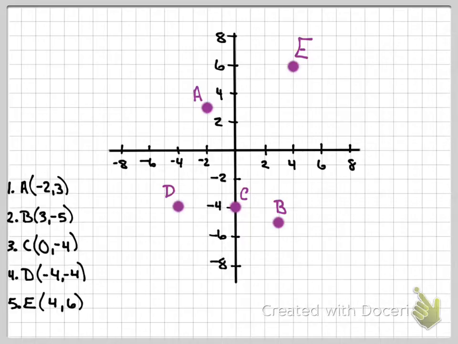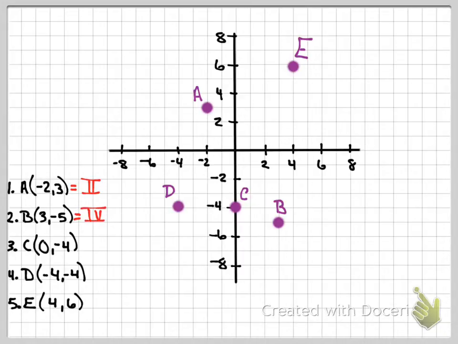All right, but now it says, tell me the location. So that is in terms of quadrants, okay? So let's look at point A. What quadrant is point A in? It's in quadrant 2. Okay, so I'm going to write the Roman numeral 2 for the location. What about point B? 4. It's in 4. Very good.